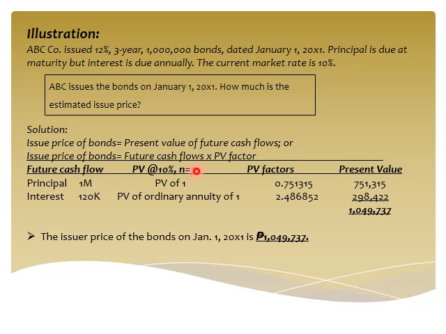So, 1 million times PV of 1. So, try to recompute nyo to ha. I-take note nyo lang yung mga data. Then, 120,000 multiplied by 2.486852. So, we have present value for principal of 751,315 and 298,422 for the interest. So, the total present value of both the principal and interest is 1,049,737. So, therefore, the issue price of the bonds on January 1, 2001 is 1,049,737.